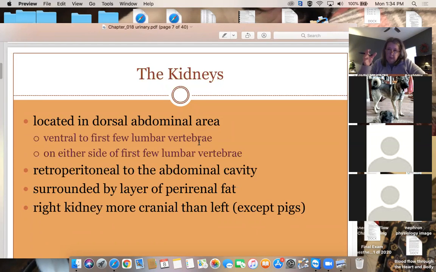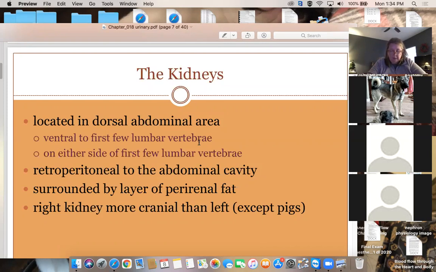Sometimes people on a test say the kidneys are caudal to the last rib. Anything in the abdomen is caudal to the last rib. That's not specific. The whole abdomen is caudal to the last rib. But if you put caudal to the last rib and ventral to the first couple lumbar vertebrae, that makes sense.